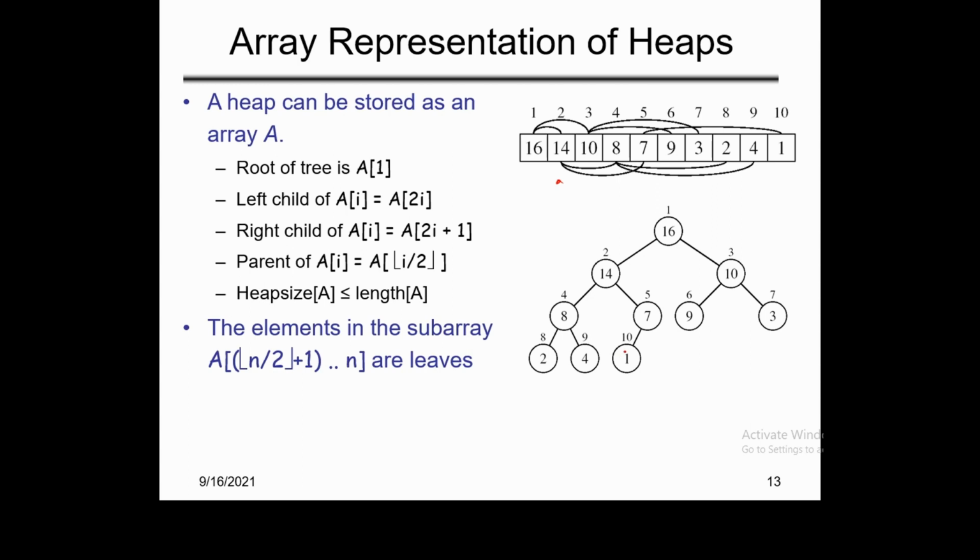Now for the parent node, suppose it is i. For 9, the parent will be 9 by 2, that is 4.5, and it is the floor function here, so we consider only the integer part. So the parent will be 4. 7 by 2 is 3.5, the parent will be 3. 6 by 2 is 3. 5 by 2 is 2.5, that is 2. So these are the parent nodes.